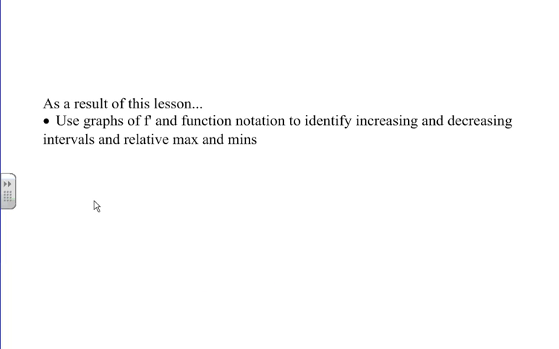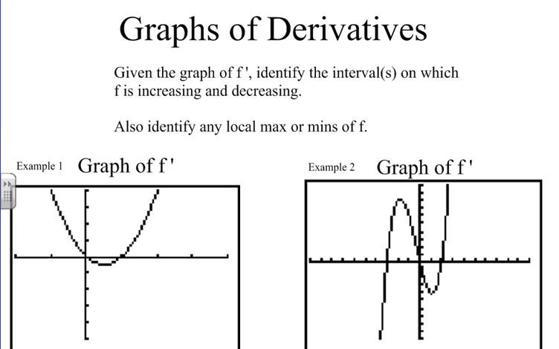All right, here is a short mini lesson on how to use the graphs of f prime in function notation to identify increasing and decreasing intervals and relative max and mins of a function. So what we're going to be looking at today is how can we use a derivative graph to help us determine things about a function itself. So let's check this out.